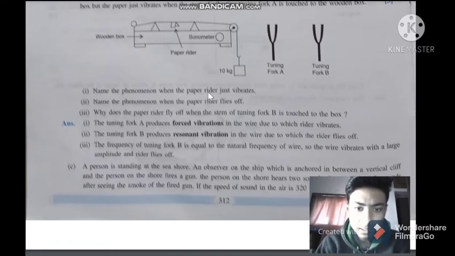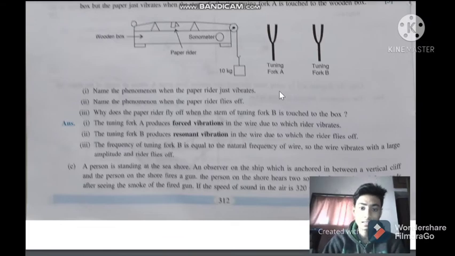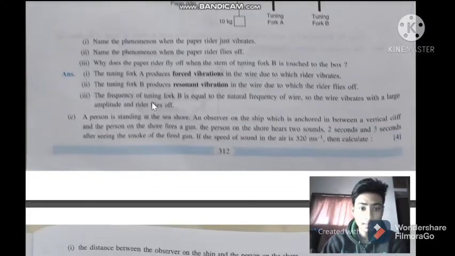Name the phenomenon when the paper rider just vibrates. So the answer is that the tuning fork A produces forced vibrations due to which the rider vibrates. That's your answer for the first question. Next, you are given that the tuning fork B produces resonant vibrations, in the case of which the rider actually flies away. So that is the case which you need to understand. Okay. Next is given to you. Why does the paper rider fly off the stem of the tuning fork B, which is touched to the box?